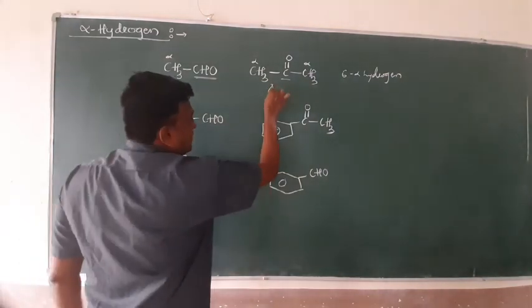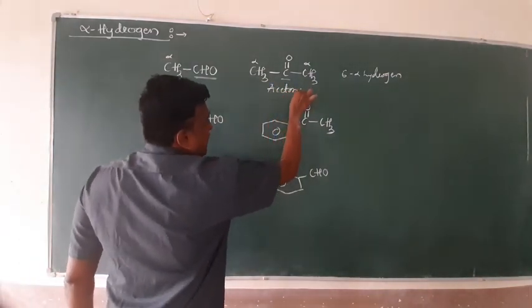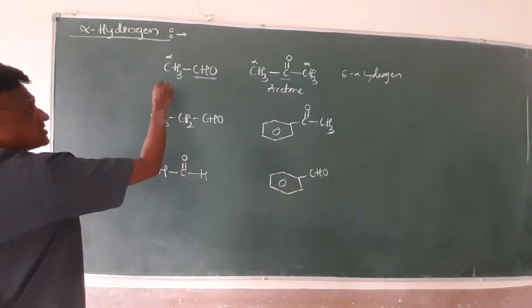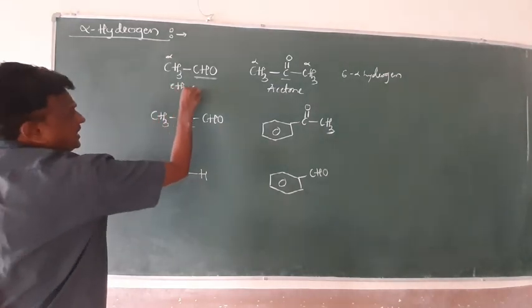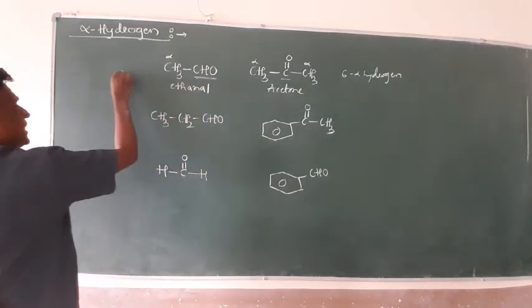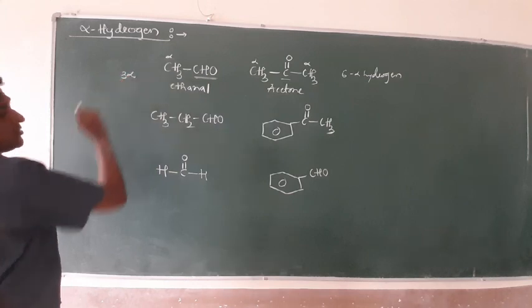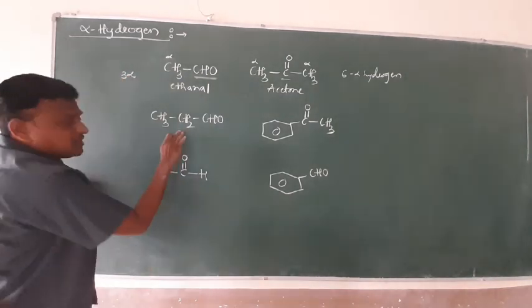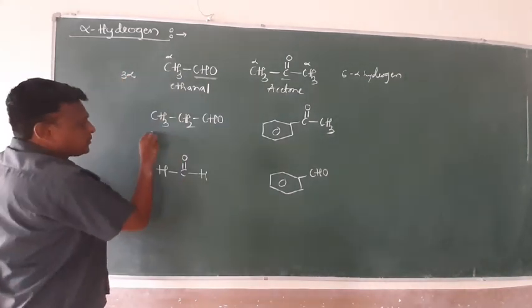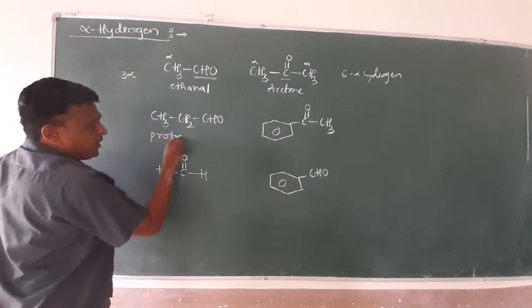Acetone has 6 alpha hydrogens. Sir, this is your ethanal, meaning acetaldehyde, containing 3 alpha hydrogens. And now we come to here. This is a 3-carbon compound, propanaldehyde, propanal.